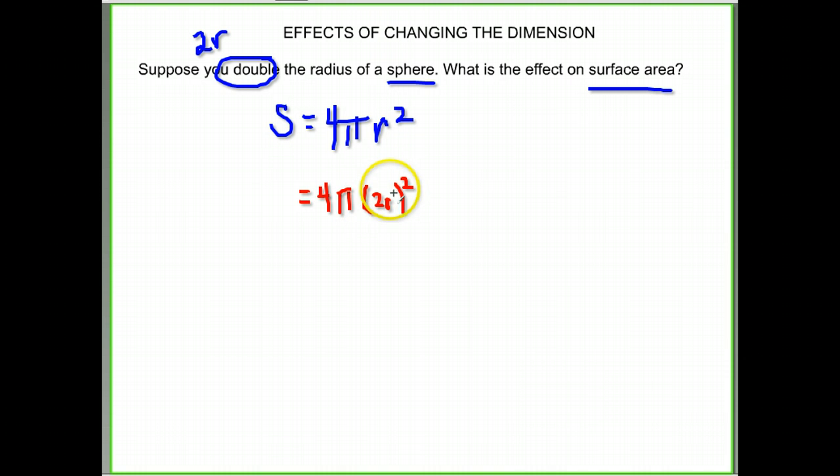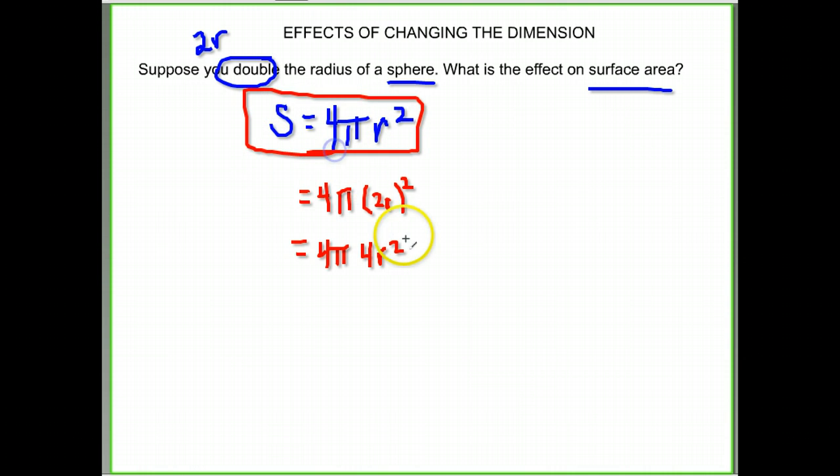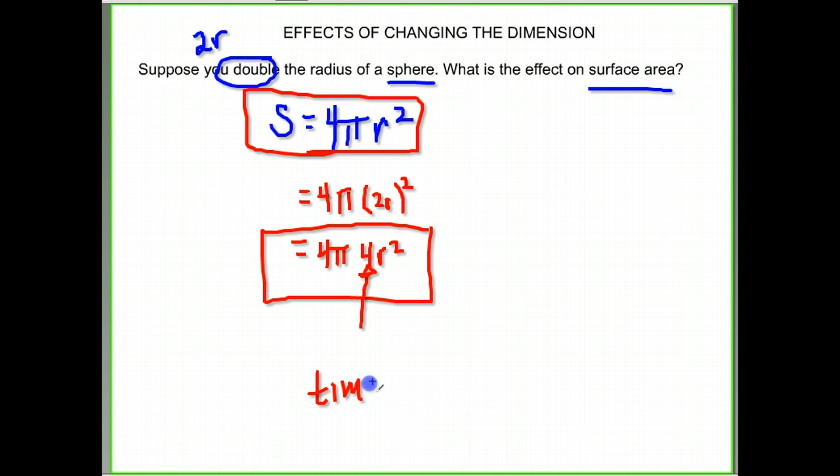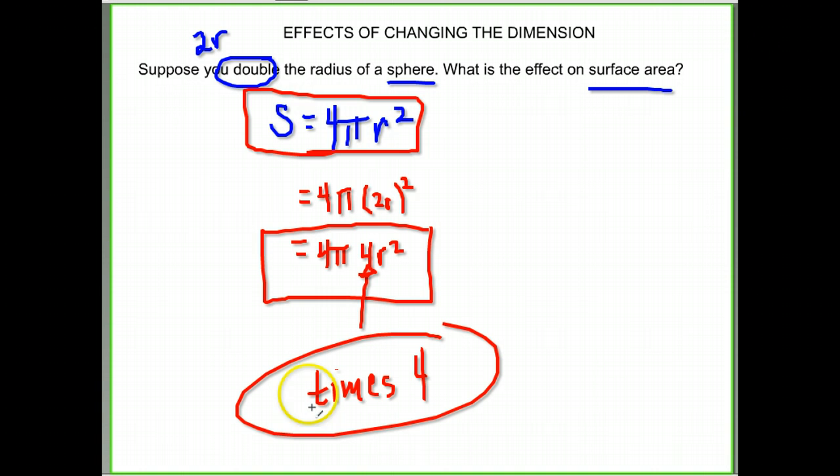Well, if we want to simplify and remove these parentheses, we have to square, which means to take 2 times 2 and r times r. So what has changed with our formula? Here's the original, and here is the new one after doubling the radius. The only difference is this 4. Notice it's not here. Here we're multiplying by another 4. So what's the effect? You're multiplying the surface area by 4. Again, notice whatever we did to the radius, we multiplied it by 2. Surface area is squared, so if we square that, our effect is the number squared.